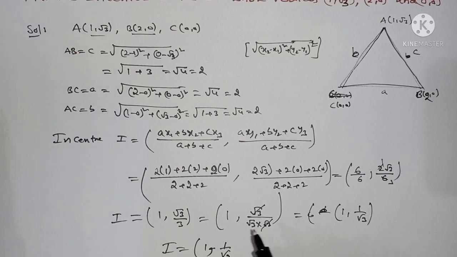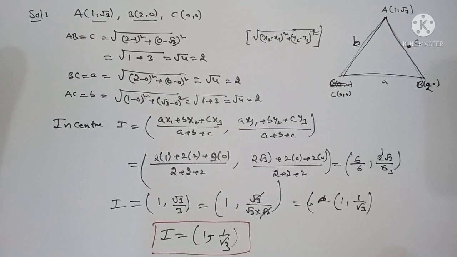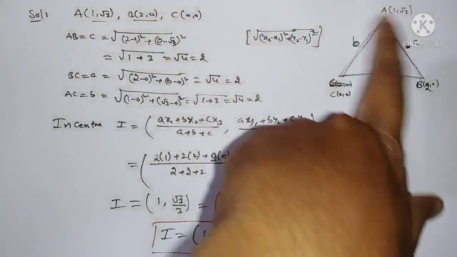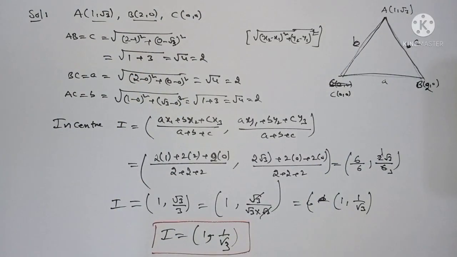Okay, (1, 1/√3). This is the incenter. It is a method of finding. What you have is very simple. First you can find the vertices. If the vertices are not given, you can solve the equations. If the equations are given, you can find the vertices first of all and then find the distance. Same method you can follow. Okay, it is a long question only.